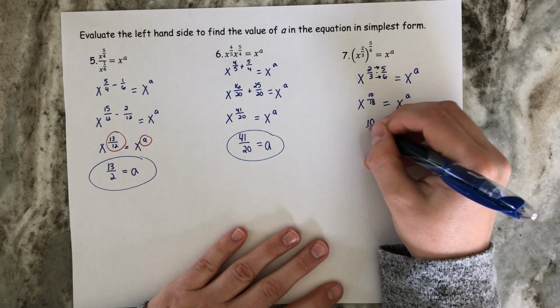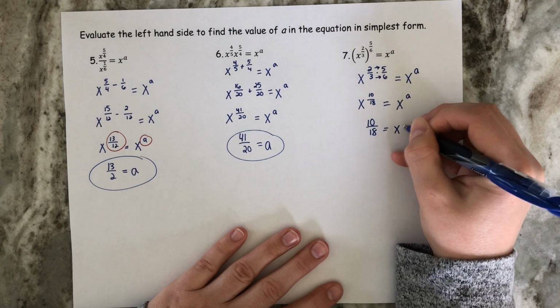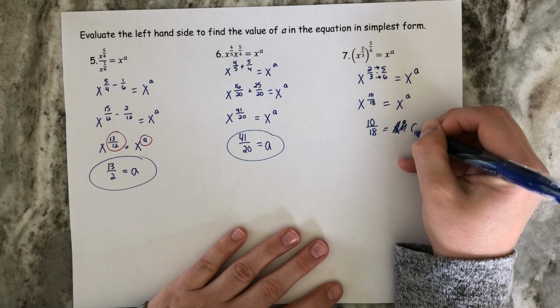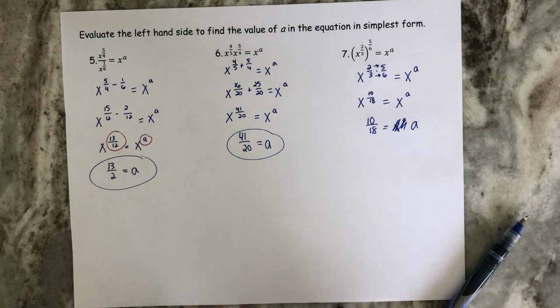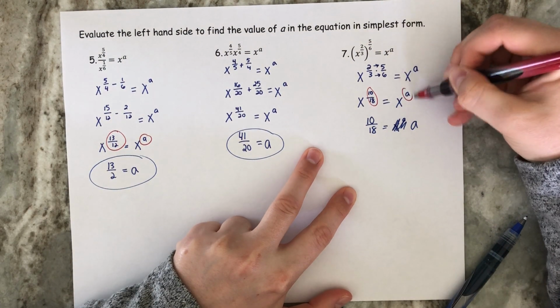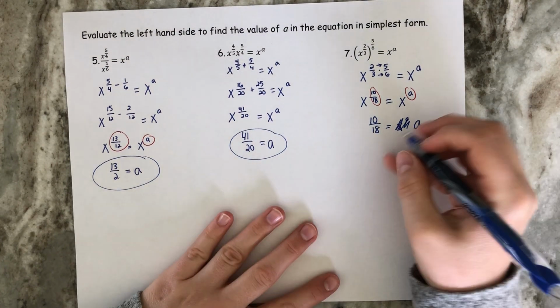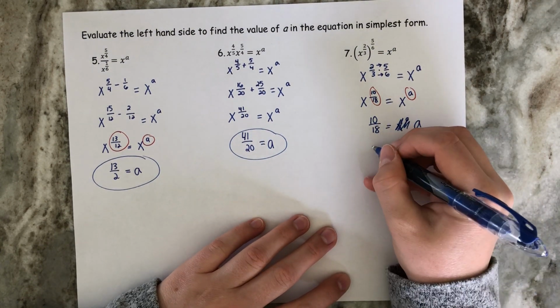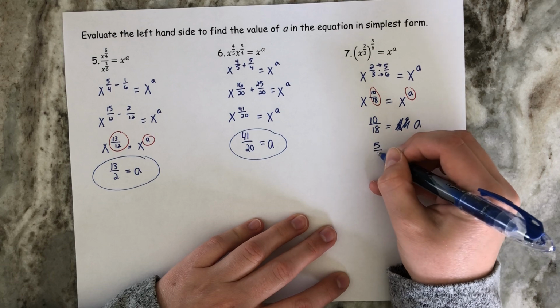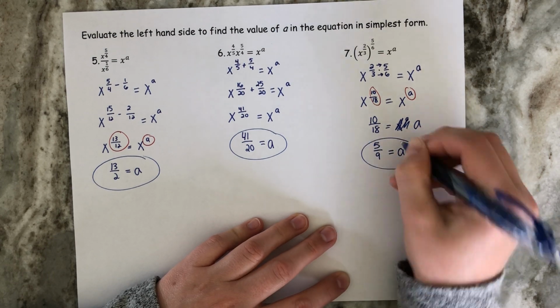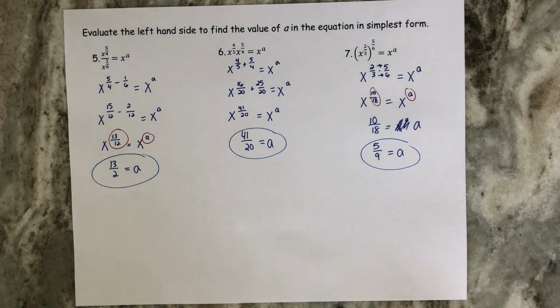And so I have 10 over 18 equals a. So I just set my exponents equal to each other. However, 10 over 18 can be simplified a little bit further. Those are each divisible by 2, so my answer is going to be 5 over 9 equals a. And that's all you have to do to solve.